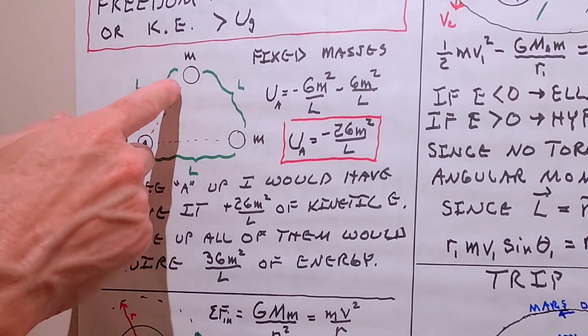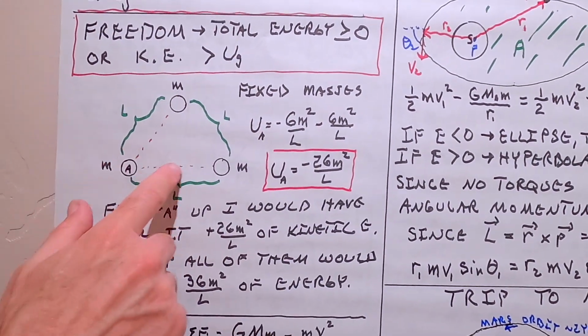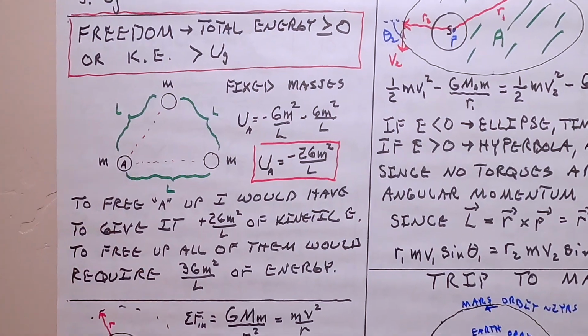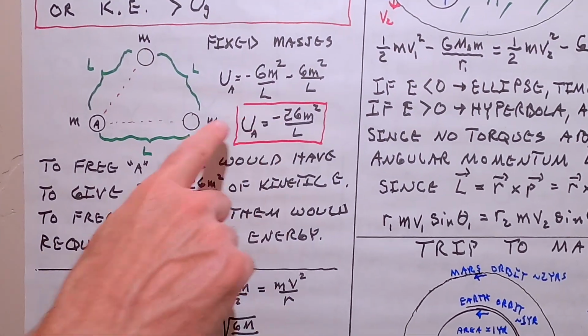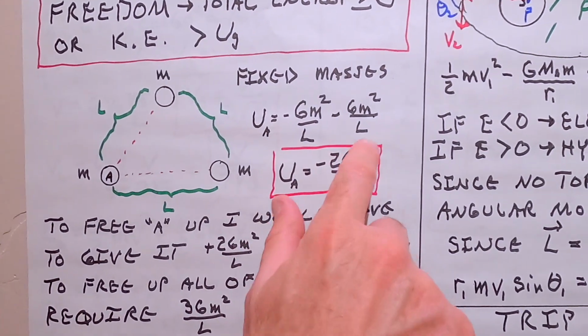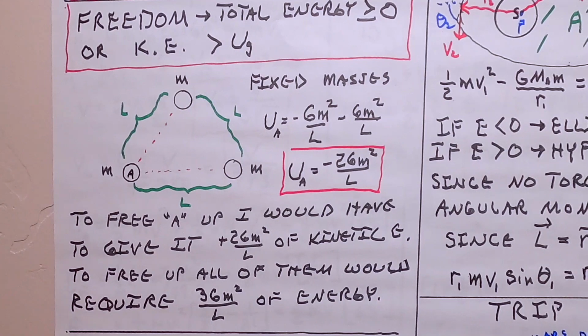Well, if you want to know how many potentials there are in this whole thing, replace them all with springs. You know, I'd have how many springs? I'd have 3 springs, so you'd have 3 potential energies. And so the total potential of all of them would be minus 3 G m squared over L, and I would have to give it plus that amount to free them all up.